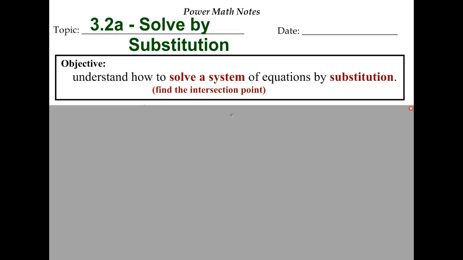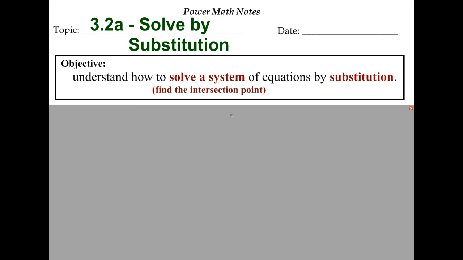Alright, this is section 3.2 from Algebra 2. I'm going to break 3.2 up into two different sections. First thing we're going to talk about is solving systems by substitution. 3.2 also talks about elimination. I'll talk about that in another video.